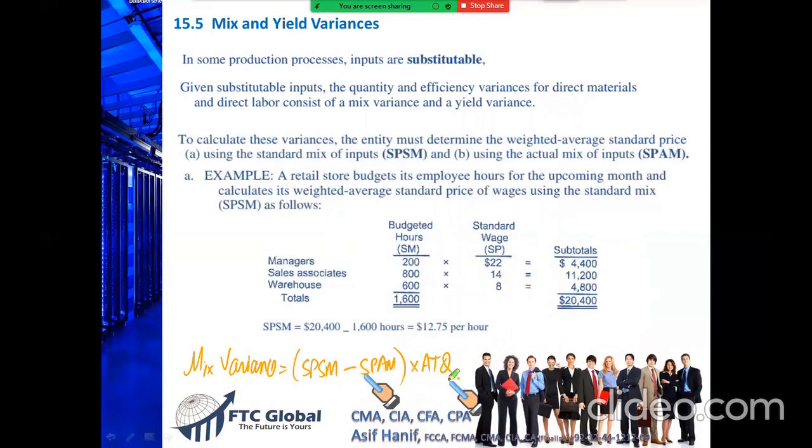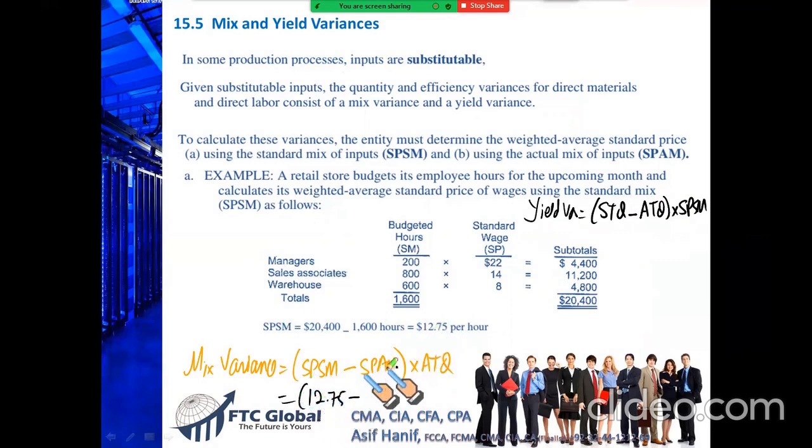And on the other hand, the yield variance is equal to standard total quantity that you should have used minus actual total quantity you actually used, multiplied by SPSM. This is the simple thing, and you can do your work quite easily. SPSM, we calculated here, the standard price of standard mix per hour. It is 12.75.